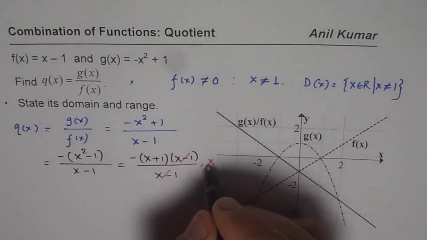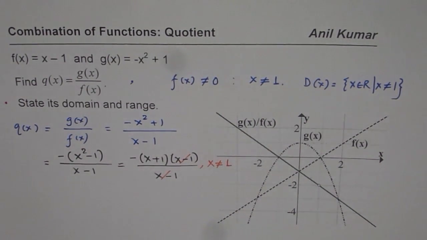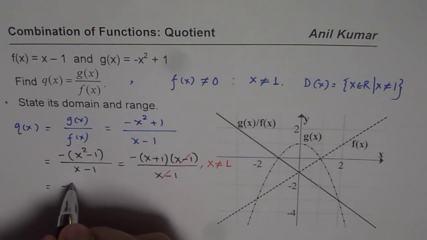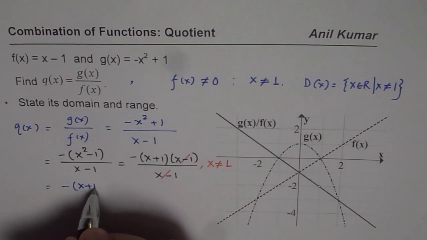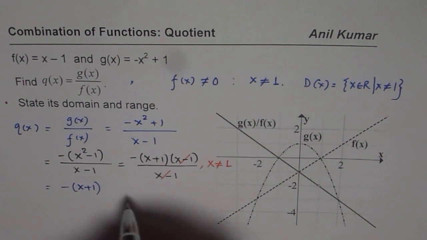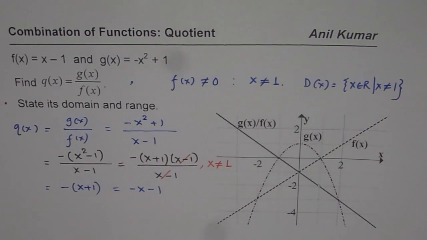We do know that x is not equal to 1 since at 1 the denominator is going to be 0, right? So we can write this function q of x as equal to minus x plus 1. That means it is a straight line with negative slope, right? Or we can just open the bracket: minus x minus 1. So that is the quotient of the functions g of x and f of x.